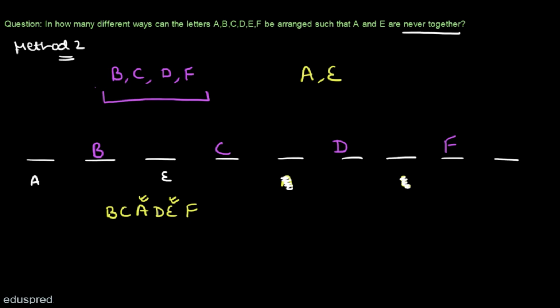And in this way, what we will get is A, B, E, C, D, F. So if I write these 4 letters in this way, I'm indirectly incorporating all the possible cases that we could have. Now let's proceed with this.